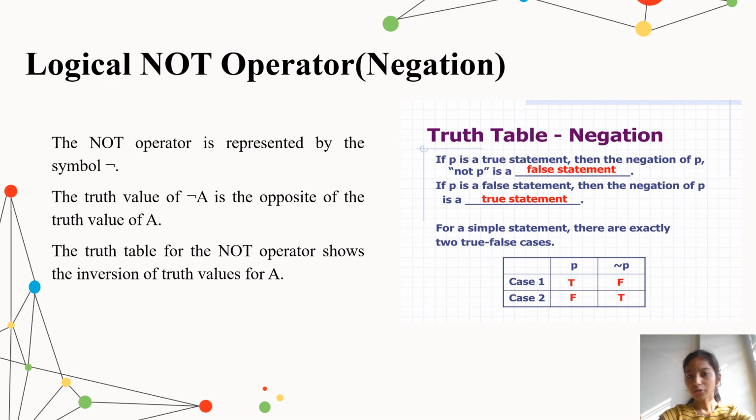If P is a true statement, then the negation of P, not P, is a false statement. If P is a false statement, then the negation of P is a true statement. If P is true, then negation of P is false. If P is false, then negation of P will be true.